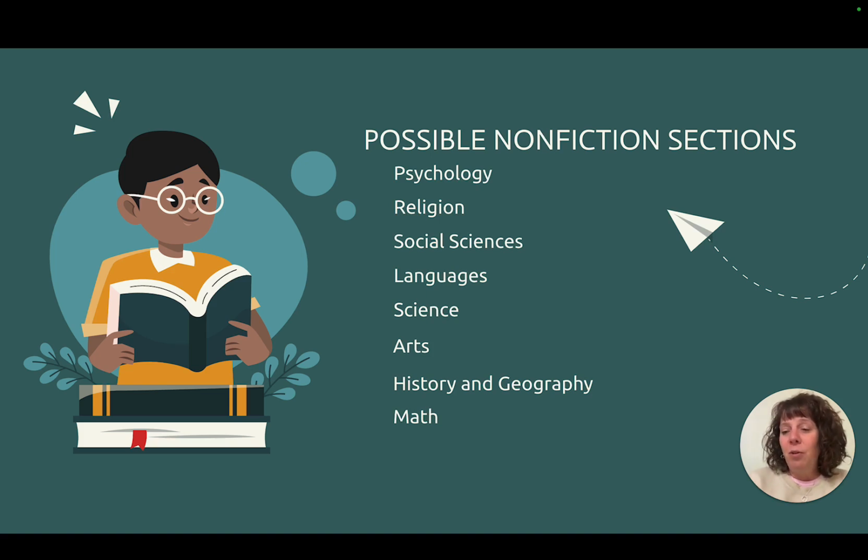Often people will also add an extra section and call it biography. And that section is a book or books about people's lives. So real life people that have lived, and it's a story documenting their life.